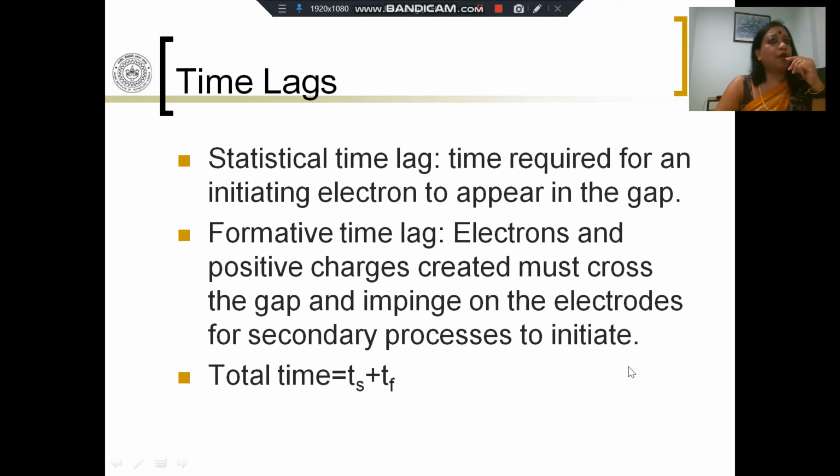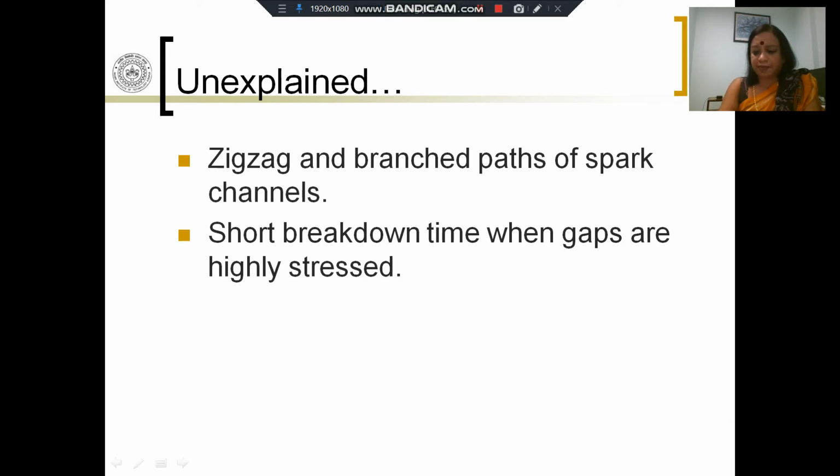Of course, we can manipulate the statistical time lag if we do not leave it to chance, but make sure that a primary electron is present in the gap distance. How can we do that? We can do that by irradiation or by injecting a primary electron by some other mechanism into the gap distance. We can reduce the statistical time lag to 0.